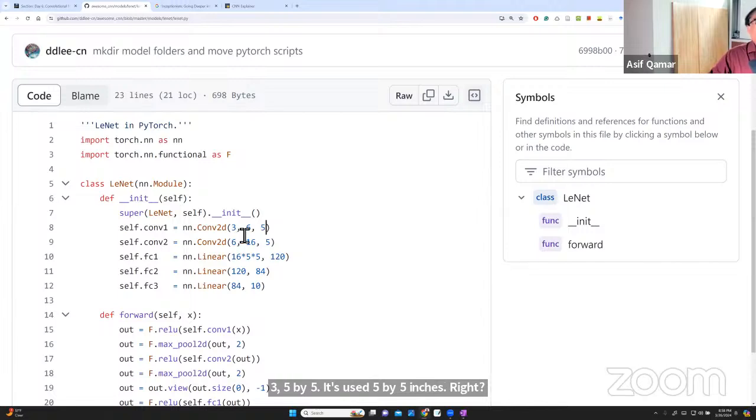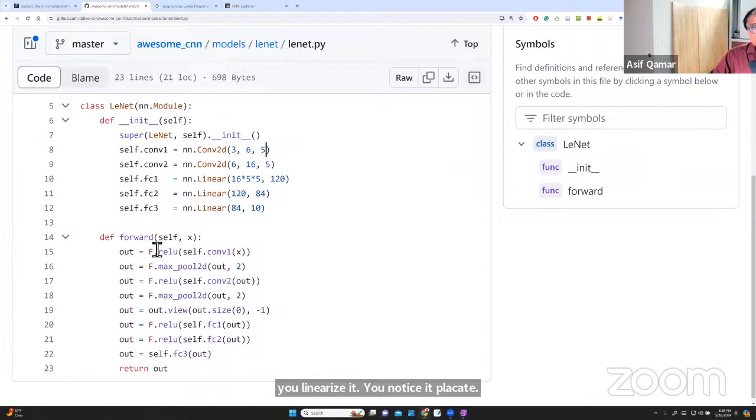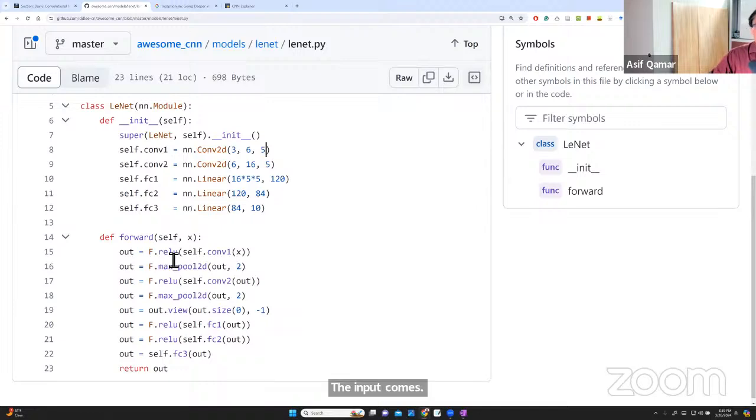The 3 is the 3 channels, RGB channels. Then 6 goes in now, and you produce 16 filters, right? 16 filters. And then finally you linearize it. You notice the flattening? You flatten it, and linear, linear, linear. And see, let's look at this. The input comes, first you give it to the convolution, and then you activate it, and then you pool it.